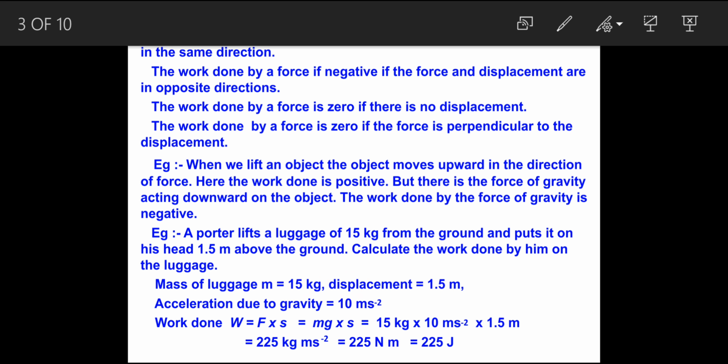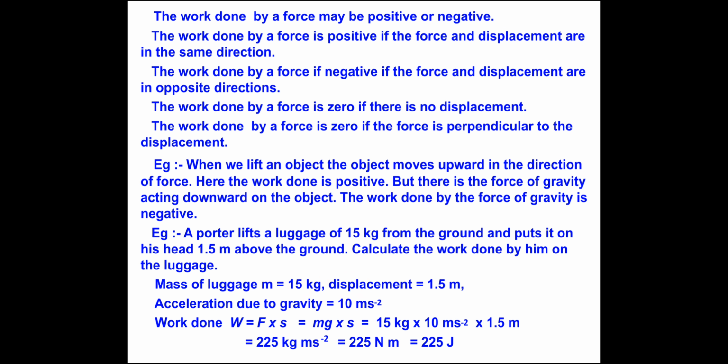Now what is the mass? Mass is 15 kg, and what is the acceleration due to gravity? That is 10. And what is the displacement? That is 1.5. So when we multiply 15 into 10 into 1.5, your answer will be 225 kg meter per second square. Otherwise we can write the unit of work done as 225 Newton meter or joule. So there are examples like these where you have to do practice.